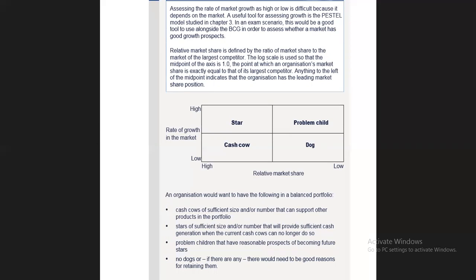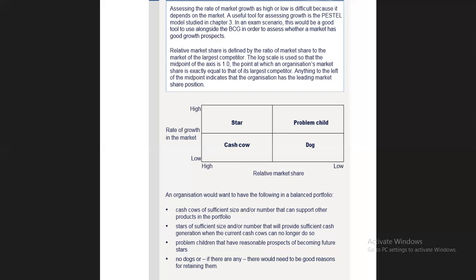Now, how are we going to study this? If the rate of growth of the market is high and relative market share is also high, we will say that the product is a star product. Why do we say that? Star product, because growth is high and relative market share, the current position, is also high. That is a star product. If the rate of growth is low but market share is high, that is called a cash cow. They will give you profit in the current scenario, but growth is low.